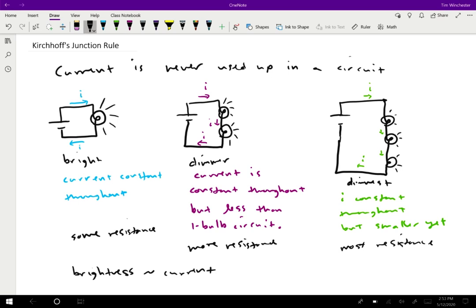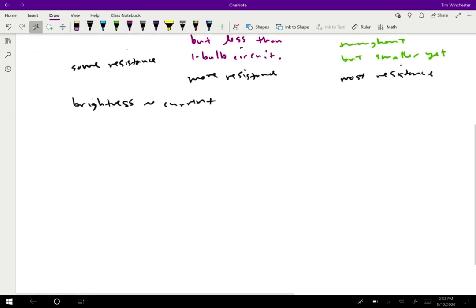Okay, so the name of this video is Kirchhoff's Junction rule. Kirchhoff was a German physicist who came up with some rules for studying electric circuits. And what the junction rule says is basically the same thing as current is never used up in a circuit. So the junction rule says, like I said, that the current doesn't get used up, but it says it in a slightly different way.